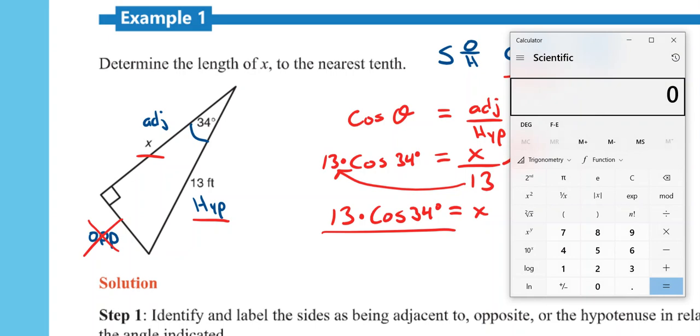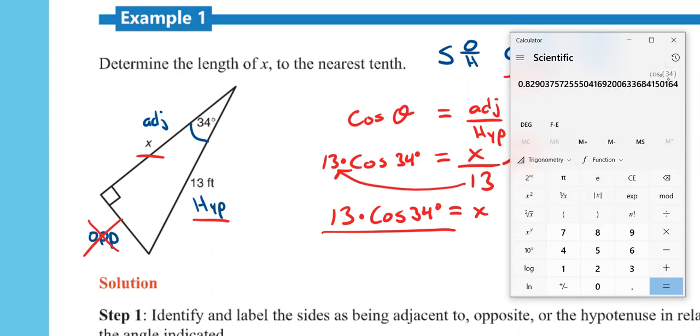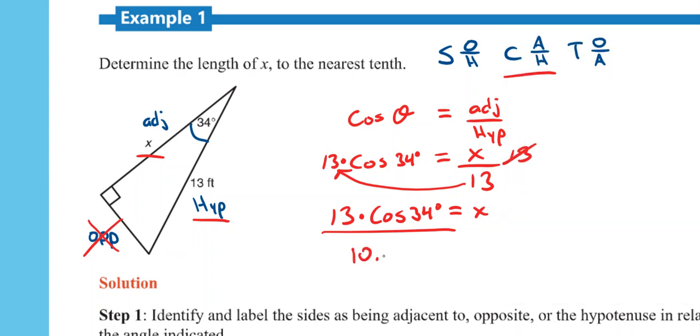If not, and I think mine's like that, I have to type in 34 and then cos, so function, trigonometry, cos, right? So now it took cosine 34, and then I'm going to go that times 13 equals. Okay, that's what mine has to do too. Yeah, so now I got 10.8. So 10.8 is equal to x. That's it.